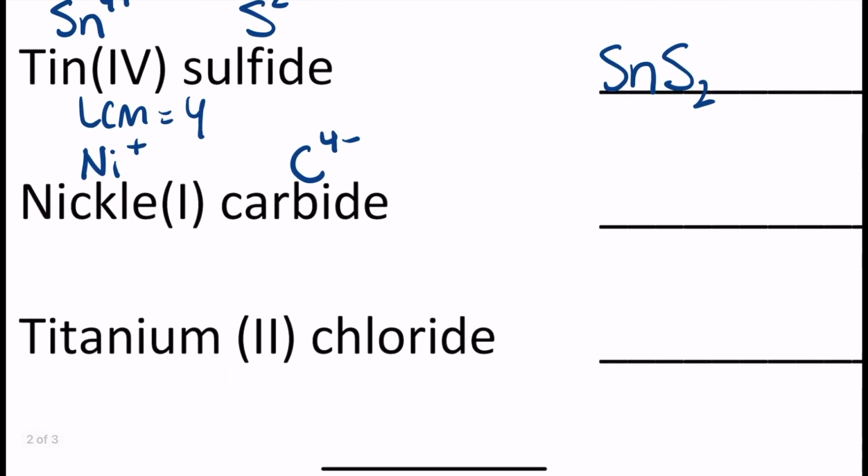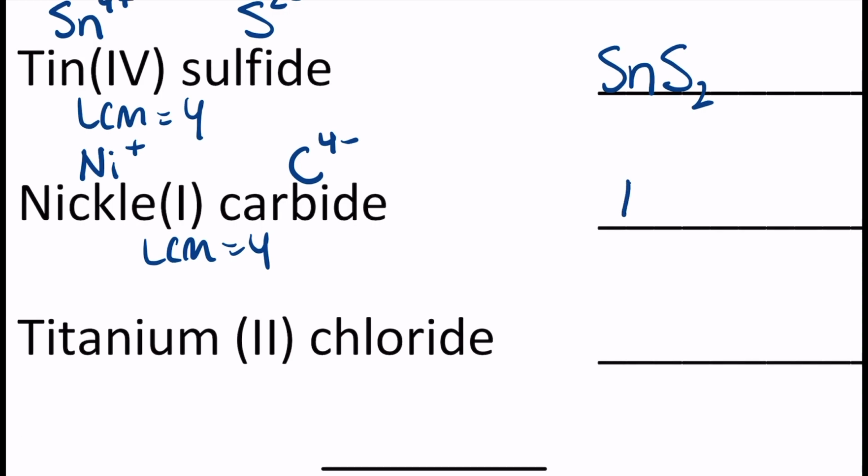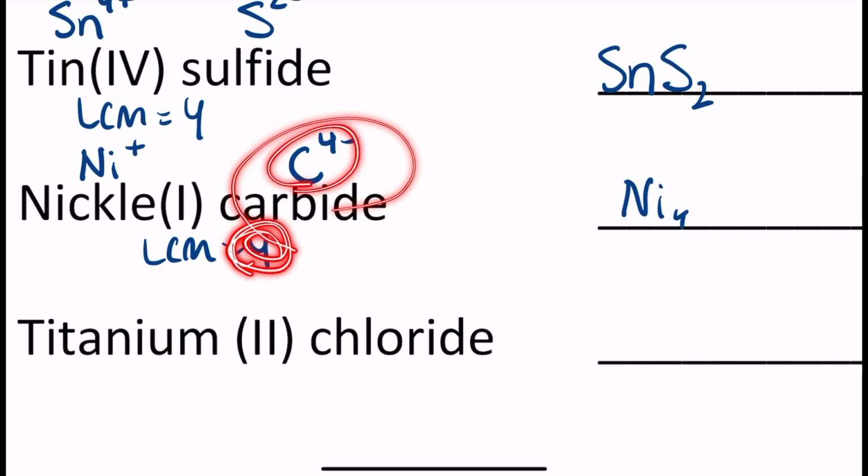But nickel 1 carbide, you might ask yourself, hey, what's the least common multiple between 1 and 4? And the least common multiple would be 4. So, how do you get a plus 4 charge from having a 1 plus nickel? Well, you need 4 nickels. So let's do Ni4. 4 nickels is also known as 20 cents. Over here, carbide, how do you get a 4 minus charge from a 4 minus ion? Well, you just need one of them. So that'll be just C.